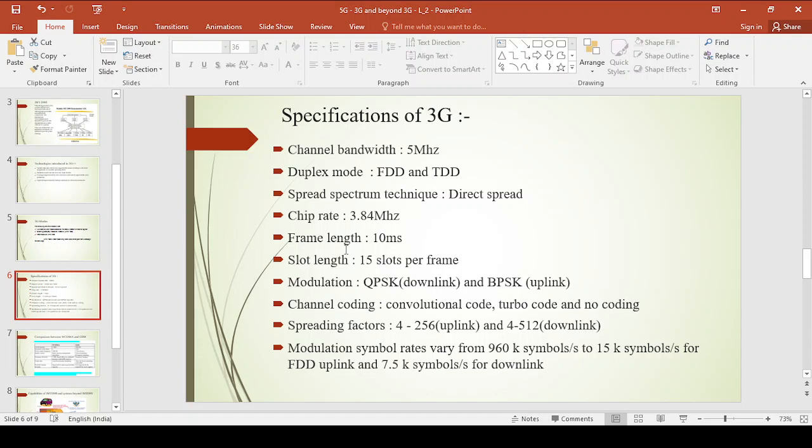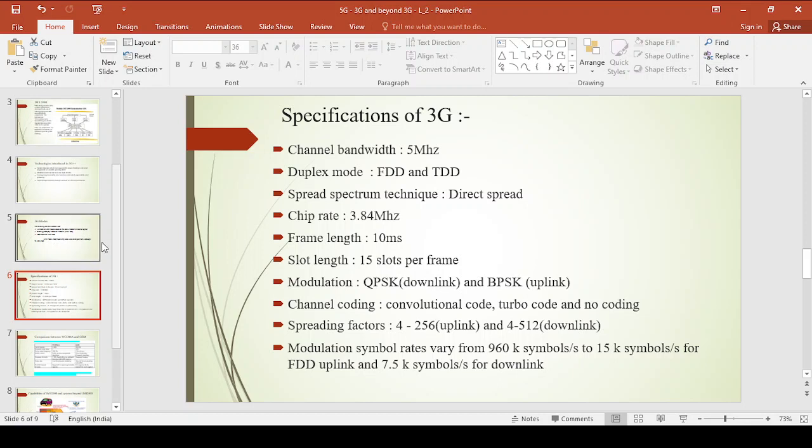One is multi-carrier mode we have seen, and next we have TDD, and we have seen TDD mode on UTRA TDD. Next we have seen direct spread. The spread spectrum technique supported by 3G is direct spread only. The chip rate is 3.84 megahertz. The chip rate of a third generation system is 3.84 megahertz.